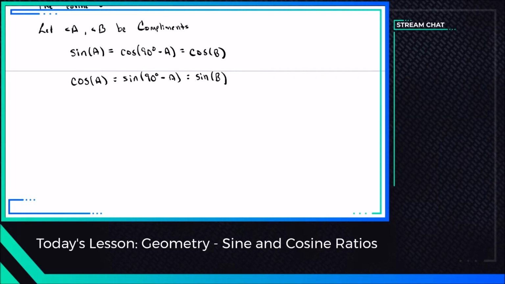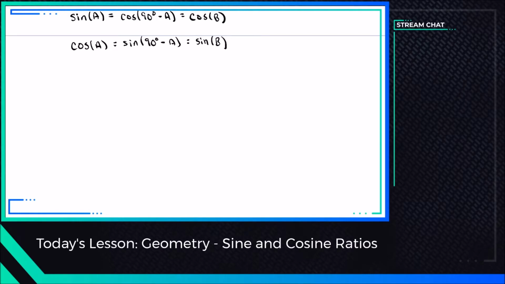And so now we can use this formula as an example to write the sine of 56 degrees in terms of cosine. And so the sine of 56 degrees is going to equal the cosine of, well, let's go ahead and look at this formula right up here.